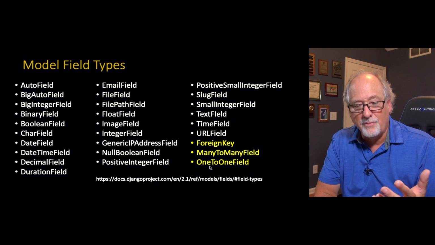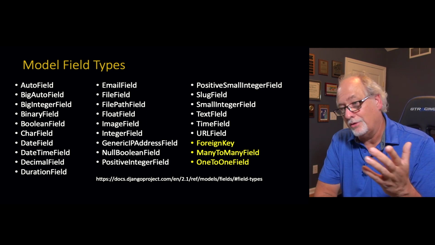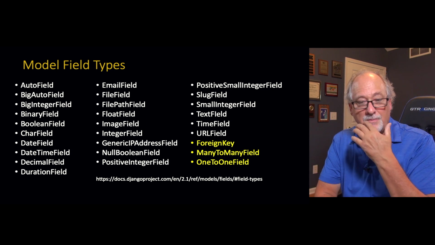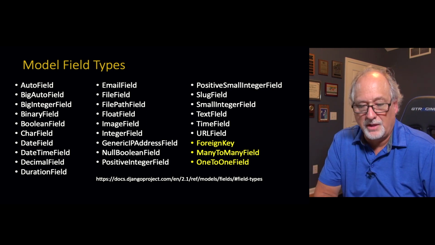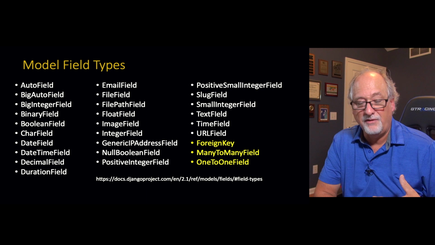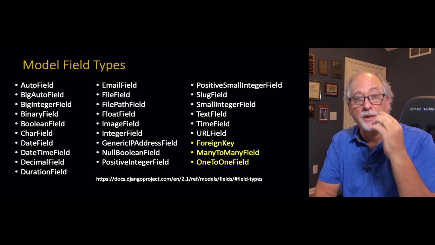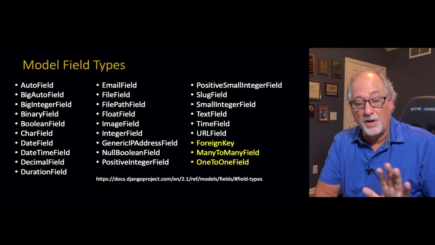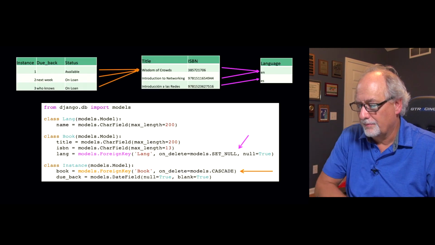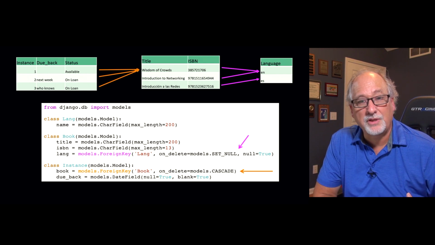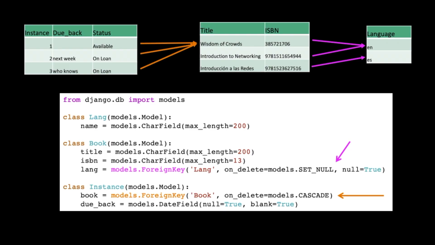A lot of the model field types are characters or numbers or dates or long text fields, etc. But some of them are special and used in one-to-many, foreign-key, and many-to-many fields. These are the fields that we use to do the linking in our Django data model. And so we'll take a look at how these all work. If we have our book instance that links to our book table and then our book table that links to the language table, we end up with special little lines in our models.